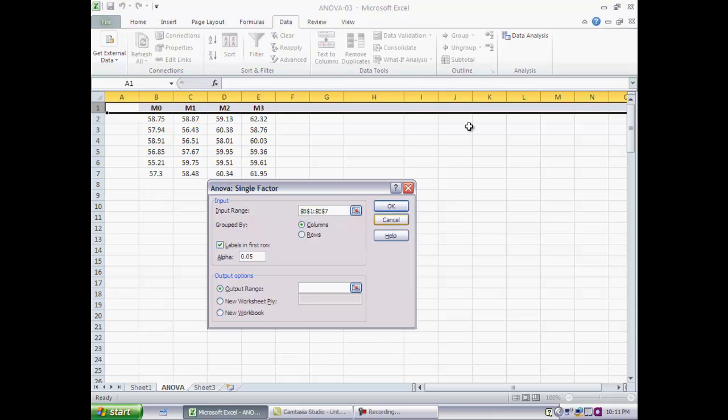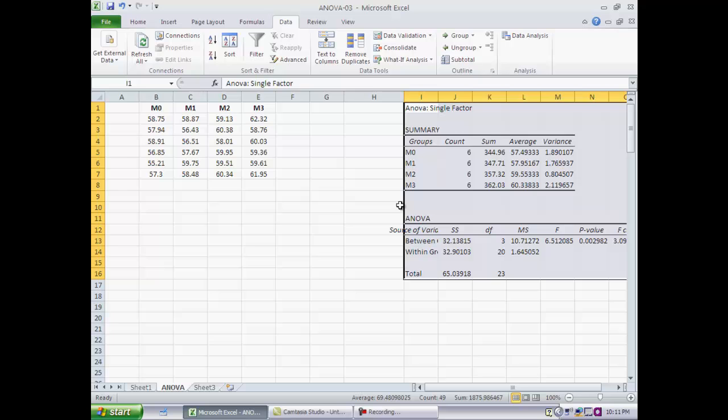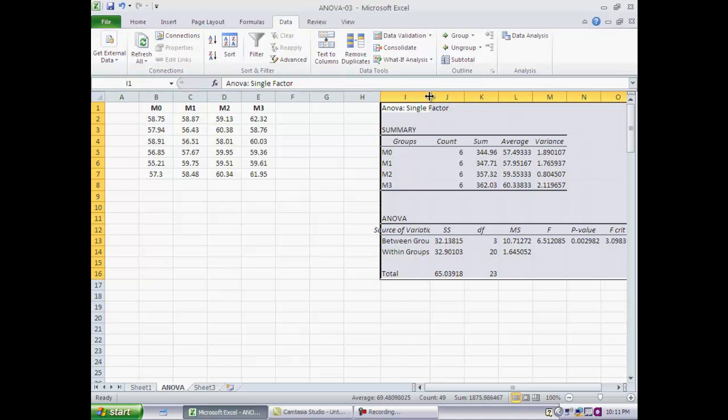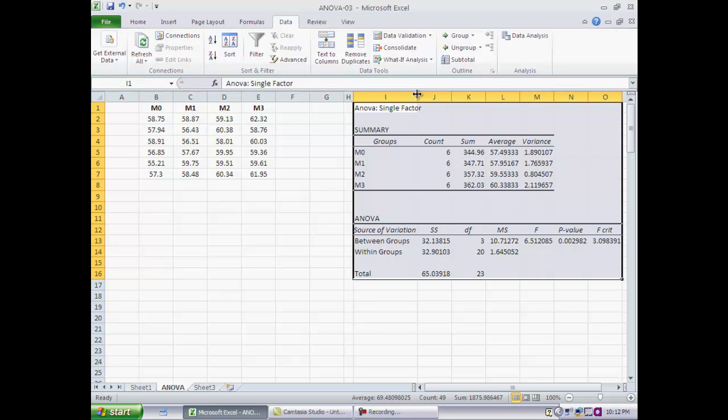So the output I want to show up here in I1, and we just click OK, and there's the ANOVA output. Let me stretch out the column a bit, so it might be easier for us to read the output. So there we have our single factor output.